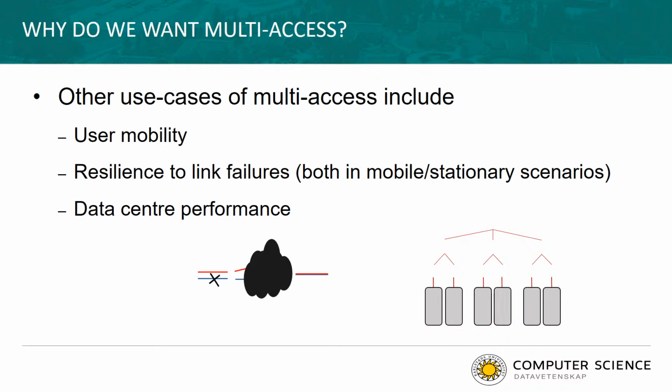Another important use case for multi-access is in data center networks, where you often have multiple paths available between two hosts in the network. And here you can also use the multiple paths to increase your performance.